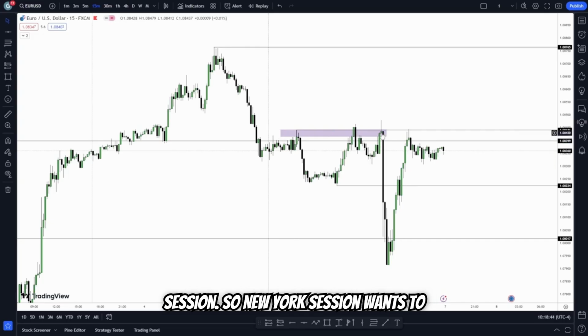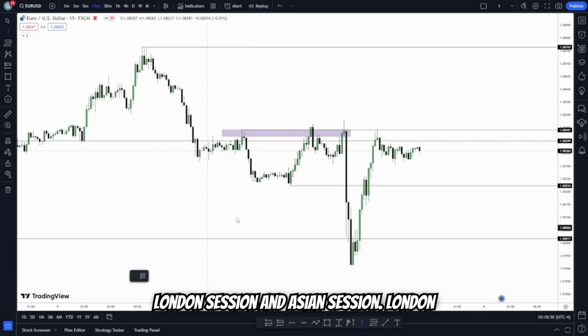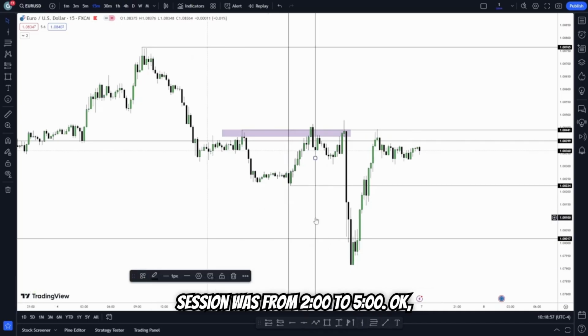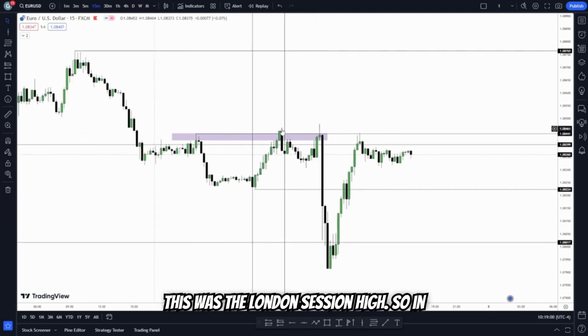Okay, and now you can see that it went down a little bit, but there was a New York session. So New York session wants to take the high of the London session and Asian session both. So I should mark the London session and Asian session. The London session was from 2 to 5. Okay, so this was the London session low, and this was the London session high.